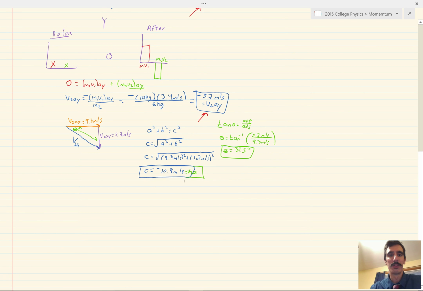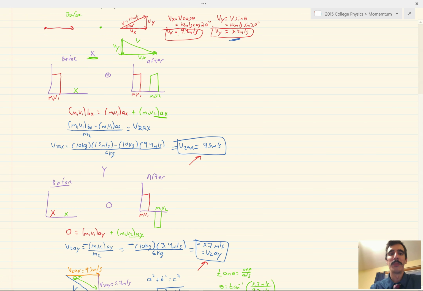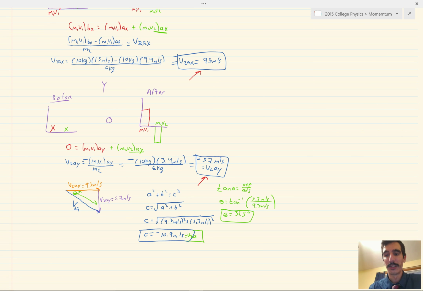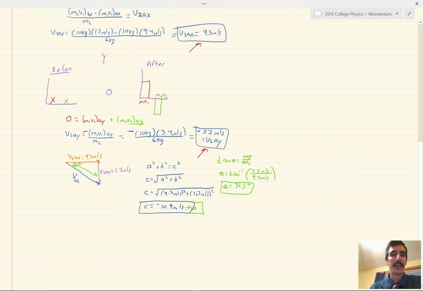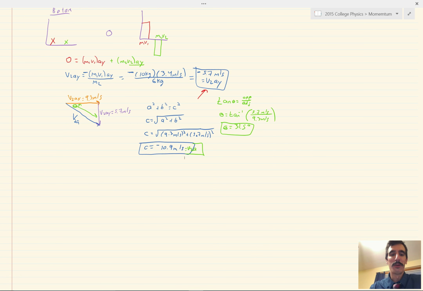Sounds like a tough problem, but if you break it down step by step, find the momentum in the x direction first, analyze the momentum in the y direction after, and then set up your vector components of your Vx and Vy of the object after, and just solve for the resultant and the angle. Pretty straightforward.